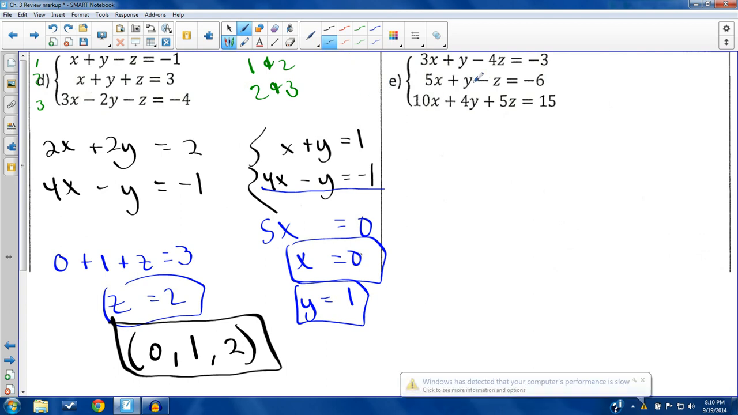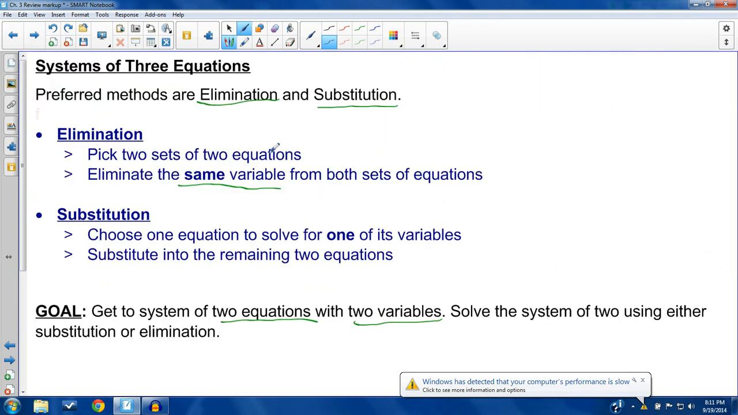Okay, the next one I'm going to do substitution with. And when I do substitution, it's the same thing as before. I'm going to isolate a variable. I'm going to choose one equation to solve for one of its variables. So I'll choose one to solve for.